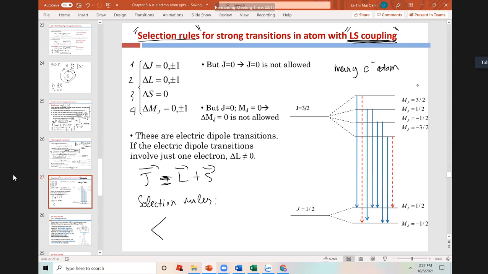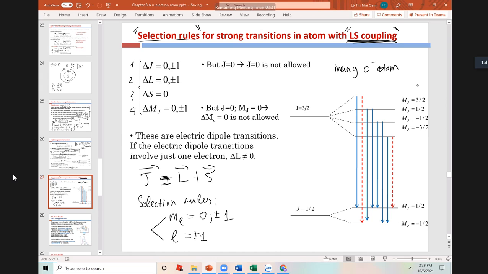The first, ML has to change, ML changes 0 or 1. Only change 0 or 1, 0 minus and plus 1. Second, L changes by 1, plus or minus 1 depending on the absorption or emission.